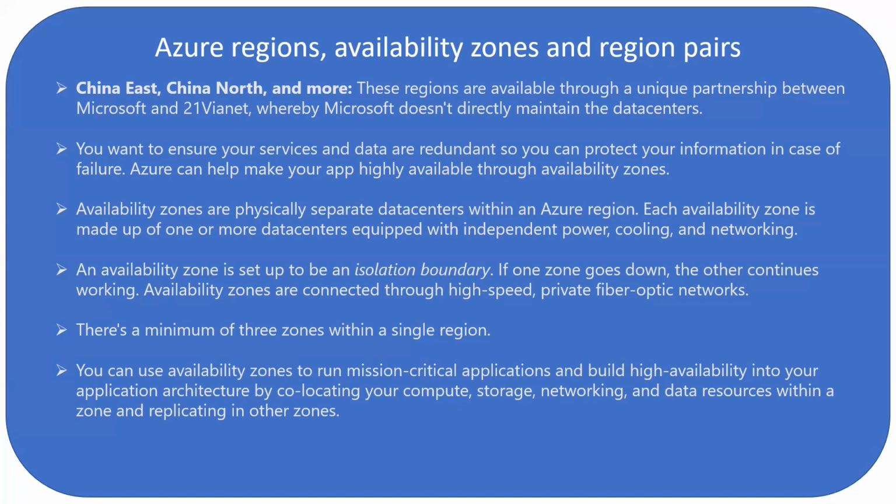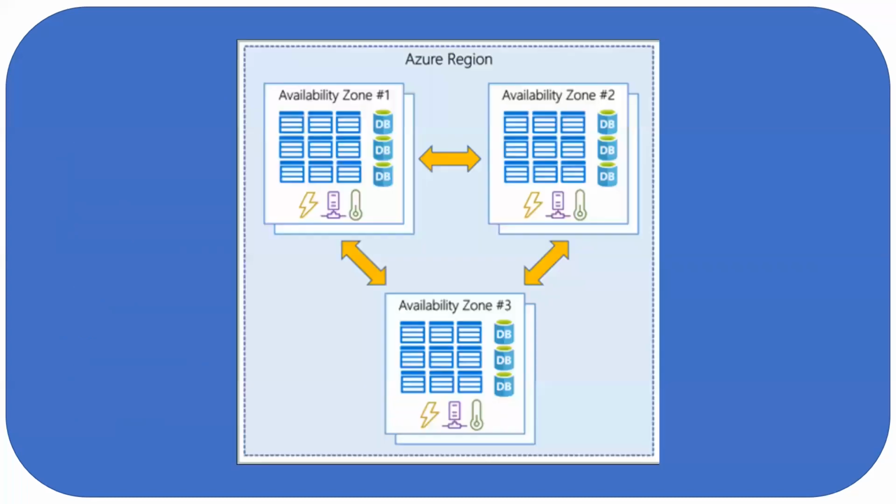If a region has 3 availability zones, that means the region has 3 separate physical locations, distant from each other, and in these 3 locations there are one or more data centers. You use availability zones to run your mission critical applications and to build high availability into your application architecture by co-locating your compute, storage, networking, and data resources within a zone and replicating in other zones. So if you are using a particular region to host your website, you can replicate all the resources in two different availability zones within the same region. This provides redundancy and high availability to your application architecture.